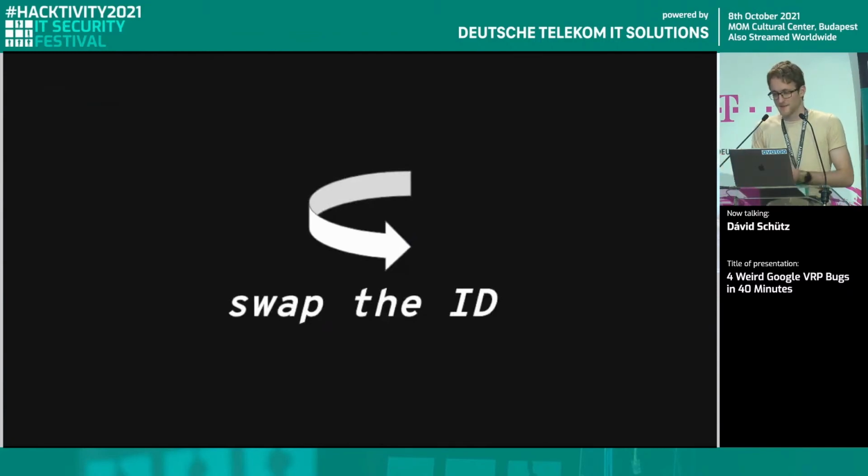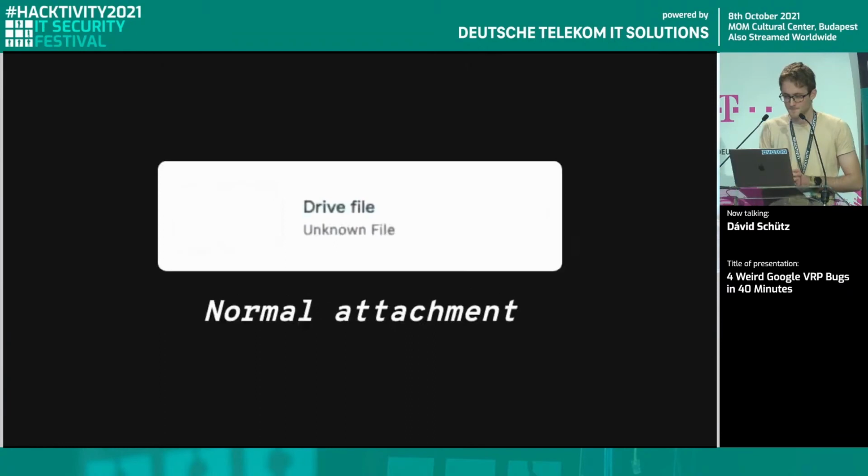So I swapped the ID to a document that I did not have access to. At first, when I attached it with the normal students can view this file mode, it saved it, but later it only displayed Drive file, unknown file. Basically, when you later checked the assignment, it was loading the preview for the attachment with your own permissions. So if you didn't have permission, you simply got Drive file, unknown file.